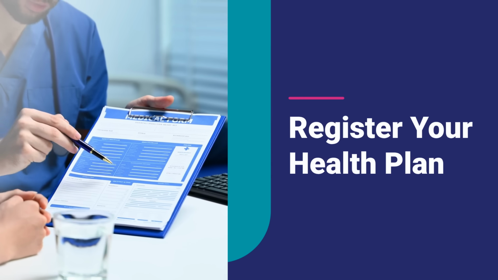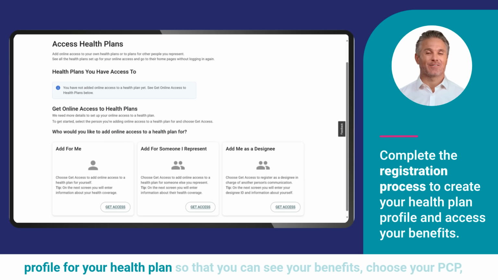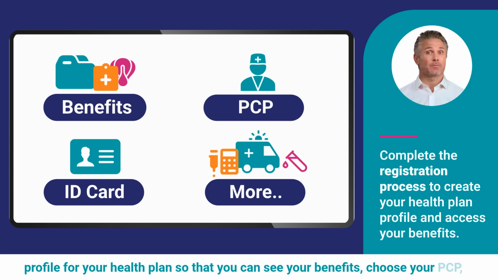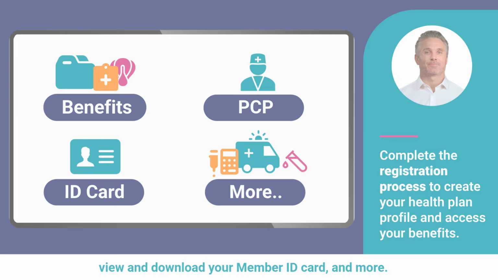Register your health plan. The next step is the registration process. This is where you can create your profile for your health plan so that you can see your benefits, choose your PCP, view and download your member ID card, and more.